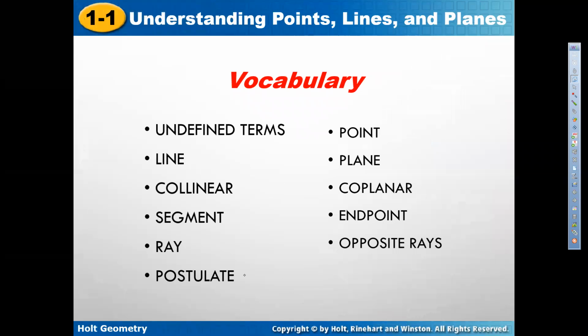Now for this section, guys, there's a lot of vocabulary, so go ahead and take out your geometry notebook and write down the definitions as we go along, as well as the examples that we're going to go through. Make sure you're writing down the definitions because there's a lot of definitions in this section.